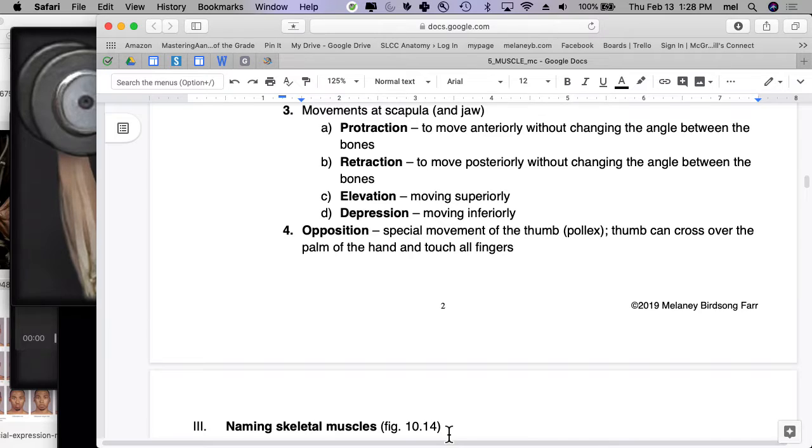scapula. So, sorry, the other way around. Retracting is bringing close to the body, and protracting is putting outside. I just switched them for you. Okay, and then elevation and depression are a little easier.